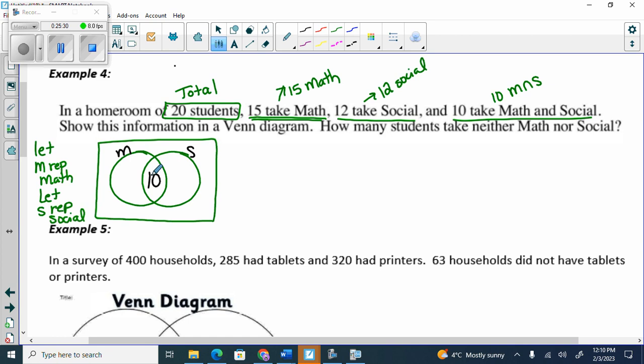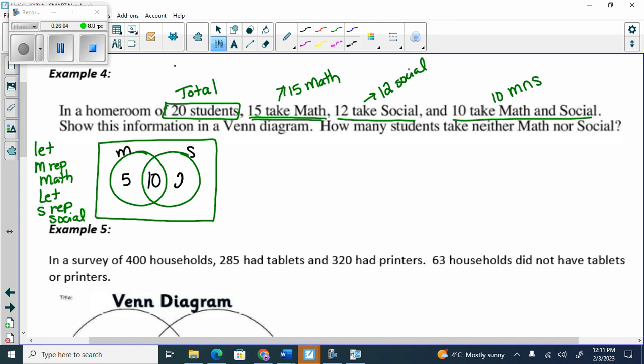Okay? So math. Math should have how many in it now? Math only. Yeah, 5 here because we need to have 15 total. You're right. So because we have to have 15 total, we subtracted off and we put a 5 there. Do you see? If I tried to do the 15 first, I don't know what I would do. Put a 15 there and then start subtracting? Doesn't make sense. And then social, 12 takes social. If it said 12 takes social only, guys, I would put a 12 here. If it said social only, or social but not math, 12 will go there. But it doesn't. It says social. So this whole circle needs to have 12. So how many take social only?